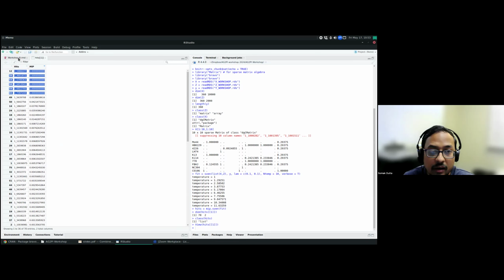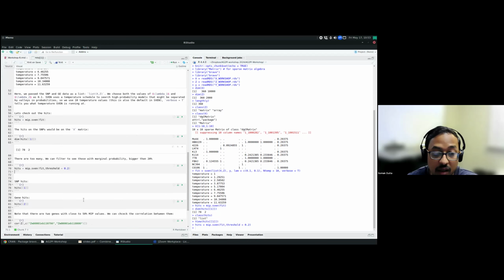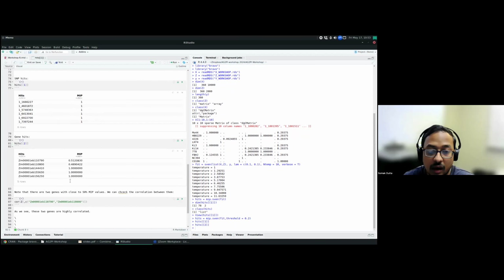So I didn't want to see all of them, so we can rerun SVEN to say, okay, I don't want to see all of them, just show me all those hits with a marginal inclusion probability of more than 20%. Okay, so let's do that. And now it's a more manageable number, as we saw that only 6 SNPs had a marginal inclusion probability of close to 100%.